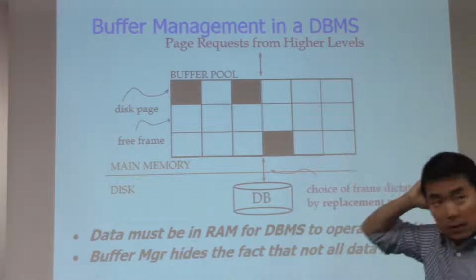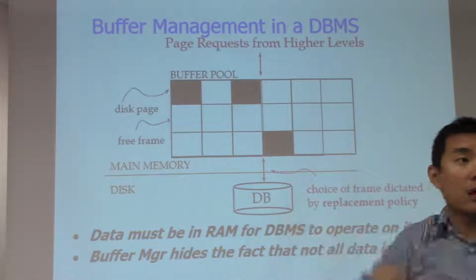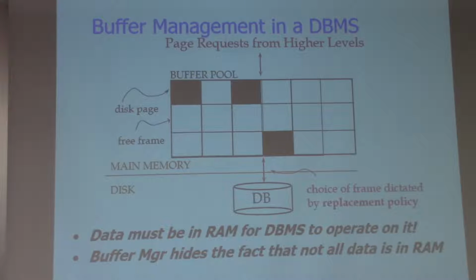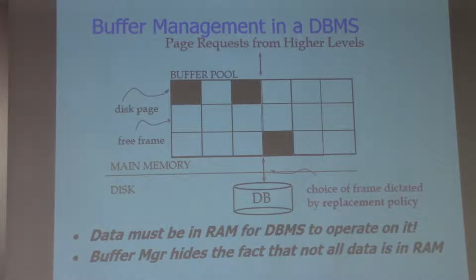The solid rectangular box denotes a frame that's occupied, that's holding a page of data from disk. The white frame means that it's a free frame. That means the space there hasn't been occupied yet, and you can use that for an additional page that you're going to read from the hard drive. Okay? So that's the basic idea of the buffer.